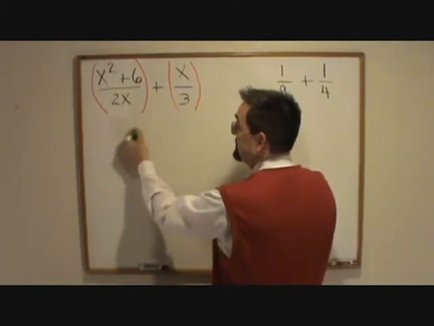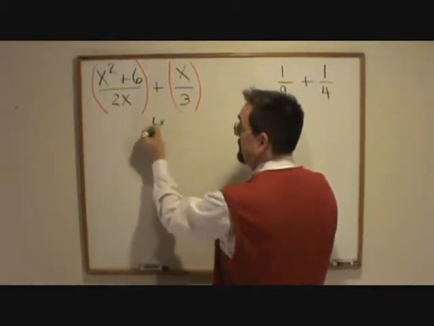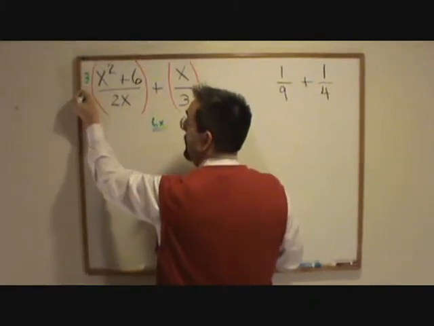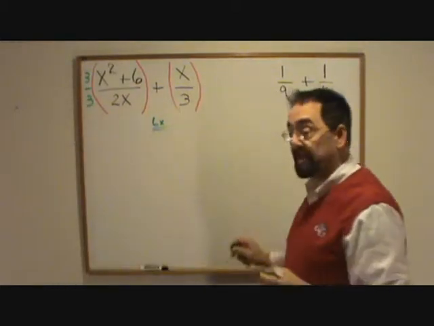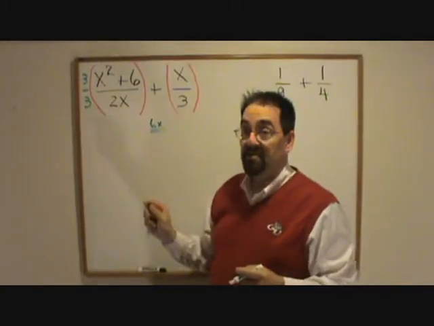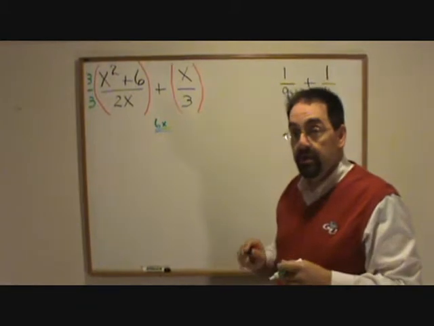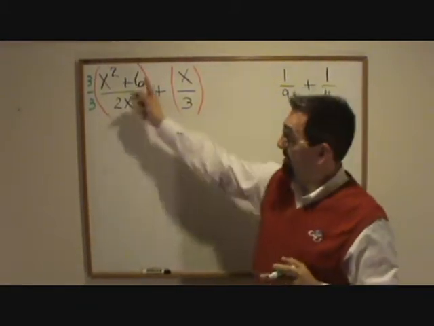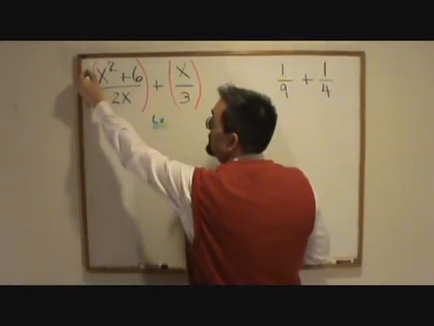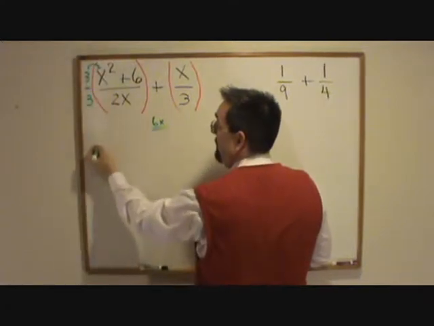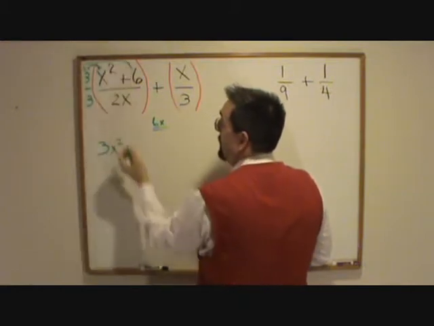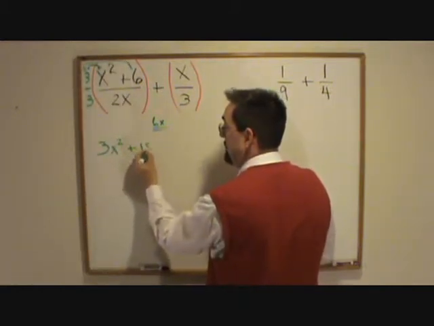We need 6x, so I'm going to write a 6x here. This is our goal. Over here, we're missing a 3. So I'm going to multiply top and bottom by 3 over 3. We know that 3 over 3 is the same as 1, so we actually haven't changed the value of that fraction. When we multiply by 3 over 3, it's still 1. Let's do that real quick. Distribute the 3. We'll have 3x squared. 3 times 6, we'll get 18.